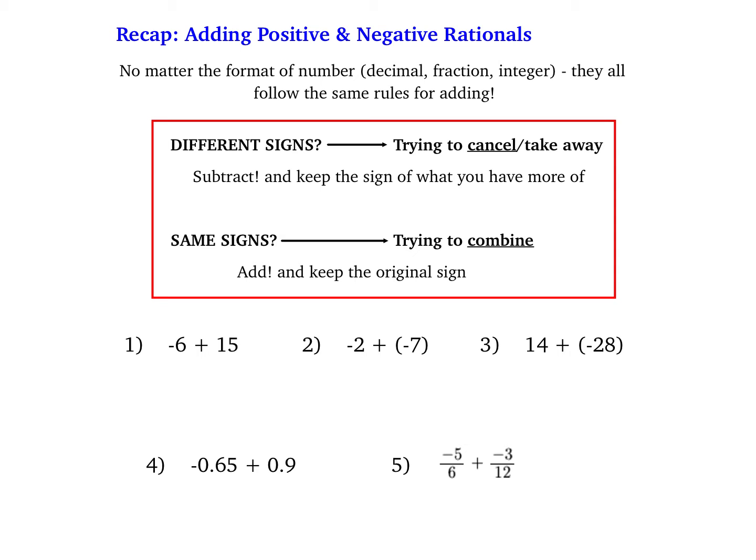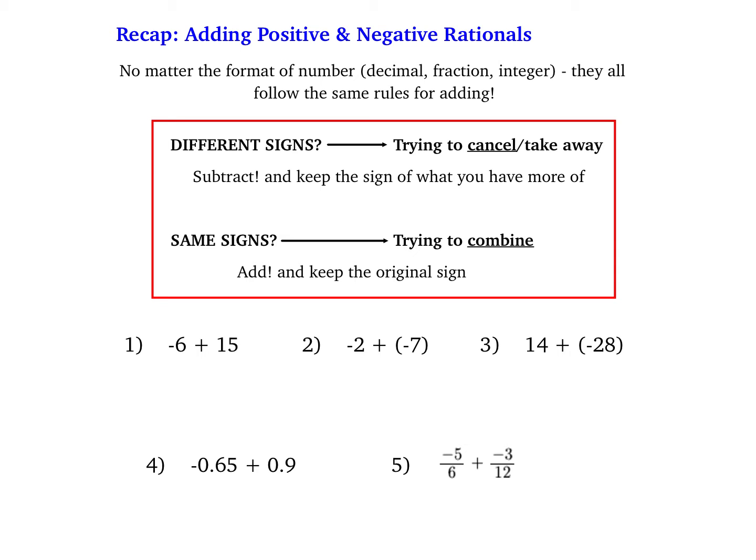If they're different signs, they're trying to cancel each other out or take away. So you would subtract those base numbers and keep the sign of what you have more of. If they're the same signs, they're trying to combine together. So you would add those base numbers and keep the original sign.